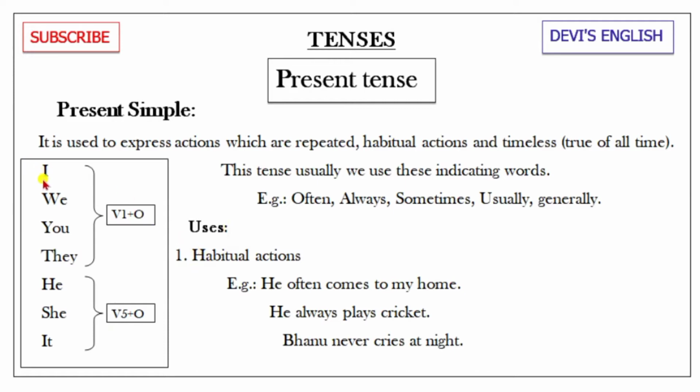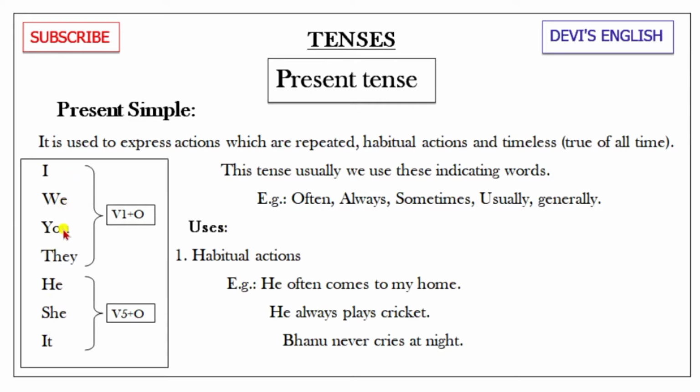Coming to pronouns. Instead of a noun, we are using a pronoun. Already I have explained. So I, we, these two are called first person pronouns. You is called a second person pronoun. They, he, she, it, these four are called third person pronouns.